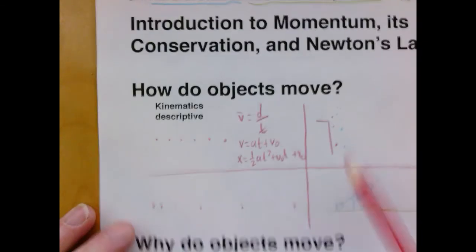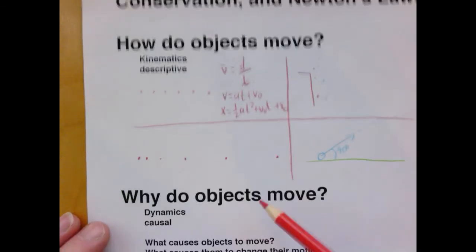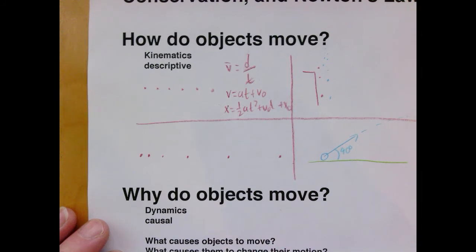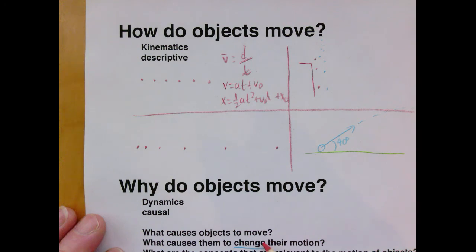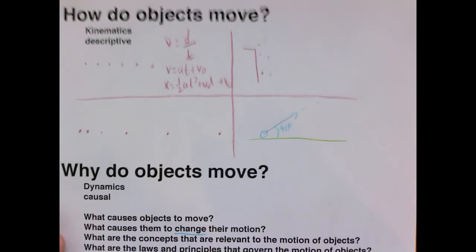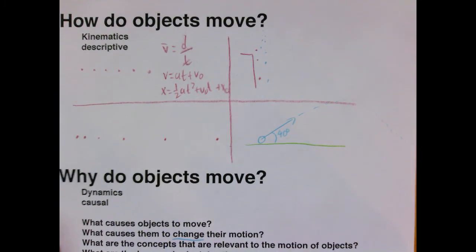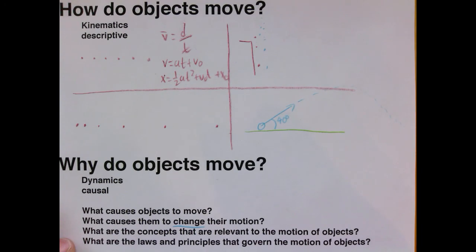All of this was part of addressing our new unit, which is a shift from our study of how objects move to why they move. What causes objects to move? They want to preserve their normal state of motion. What causes them to change their motion? Forces. The relevant concepts so far are inertia, momentum, change in momentum, and force. And the laws that govern are Newton's first law and Newton's second law. We're going to learn more in the upcoming lectures.